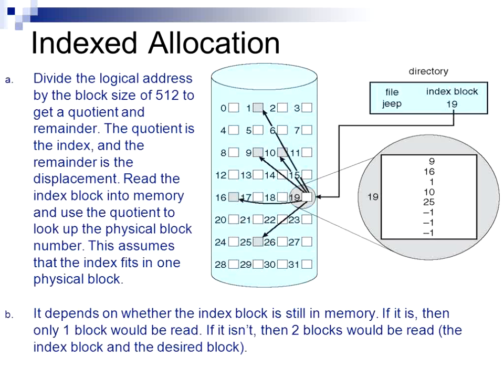Okay. So let's go on to indexed. In indexed, again, we're going to be dividing the logical address by the block size, which again is 512 now because we don't have these pointers anymore. You get a quotient and a remainder. The quotient is the index, and the remainder is the displacement or the offset. What you would do is first look up the index block and read that block into memory, because that's going to tell you where all the other blocks are for that file.